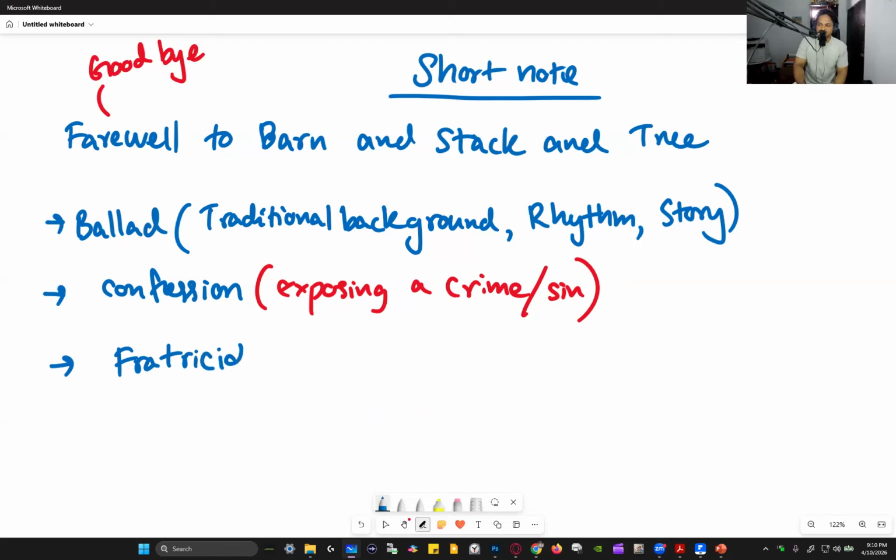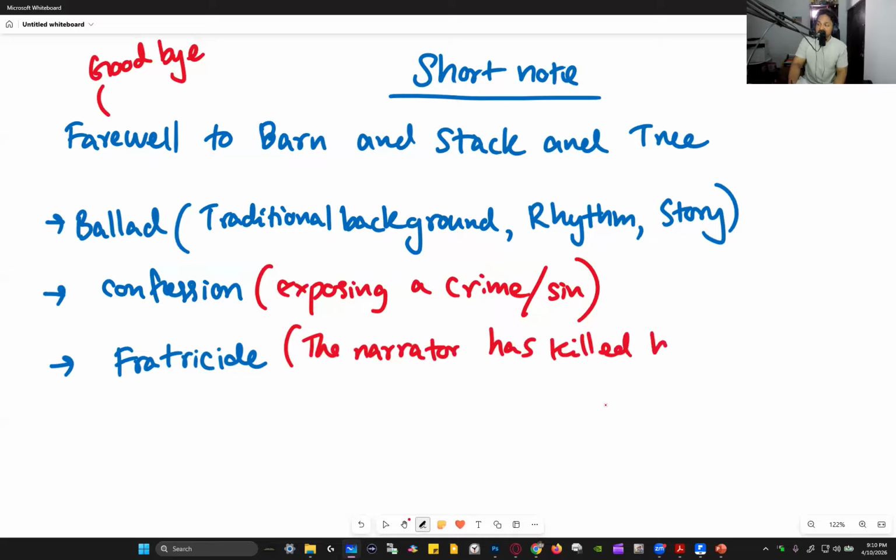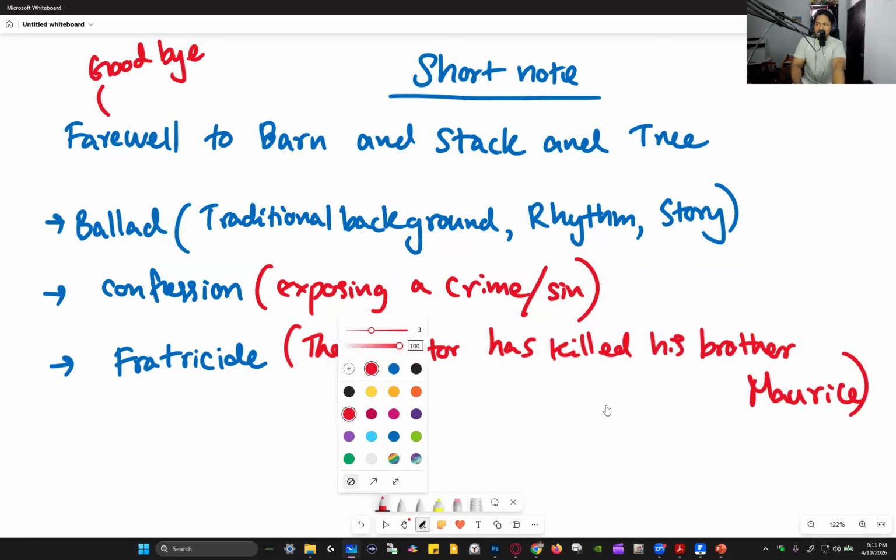A fratricide means a brother killing a brother. The narrator has killed his brother. What is the name of the brother? The name of the brother is Maurice. Is it a planned murder? No, it was impulsive.